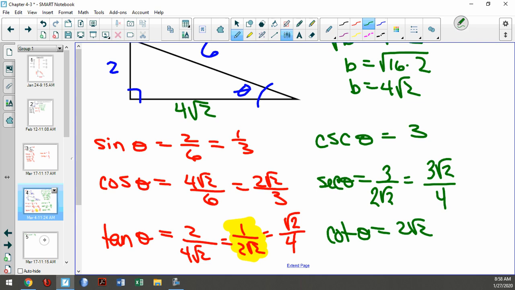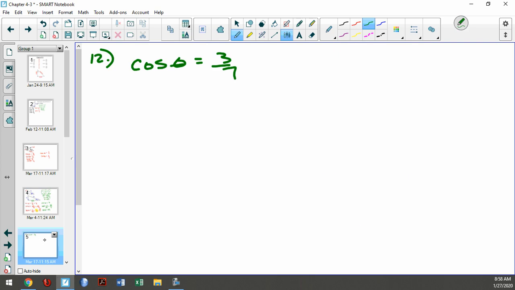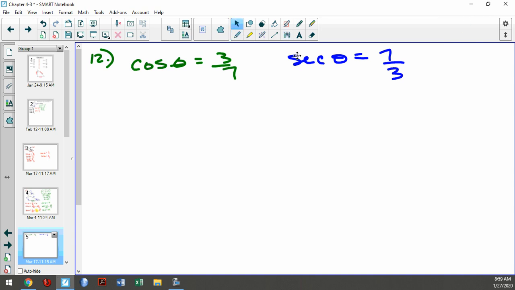Okay, next, number 12. The directions say, sketch a right triangle corresponding to the trigonometric function of the acute angle theta. Use the Pythagorean theorem to determine the third side of the triangle, and then find the other 5 trigonometric functions. They give you the cosine of theta. Well, if I know the cosine of theta, what else do I know? I know the secant of theta automatically is what? 7/3. I don't have to draw a triangle to know that. Do we all understand that?